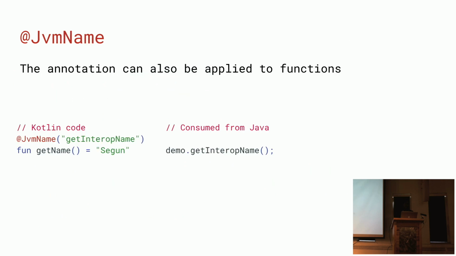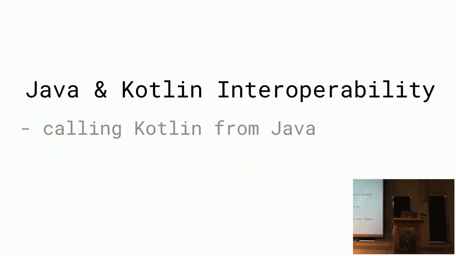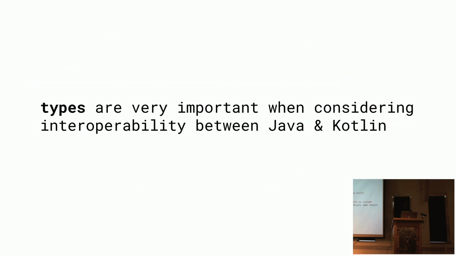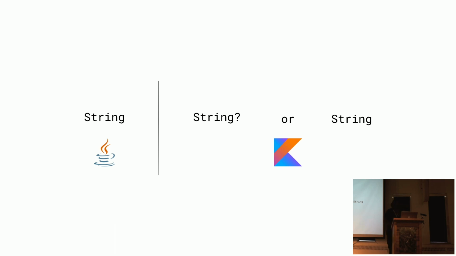The short answer is that in Java, a string is a string. But in Kotlin, a string is not really a string. A string is either a string that is non-nullable or a string that is nullable. So the Kotlin compiler has to have a way of inferring that from the code you're calling. So in this case, we use the annotation to do that.